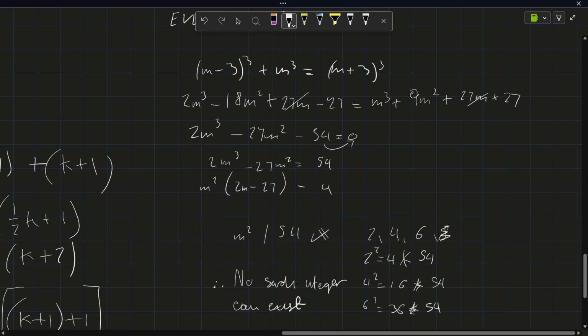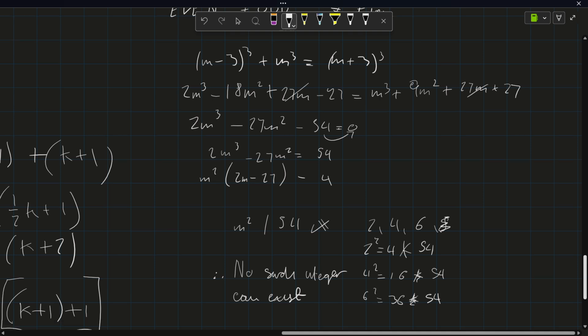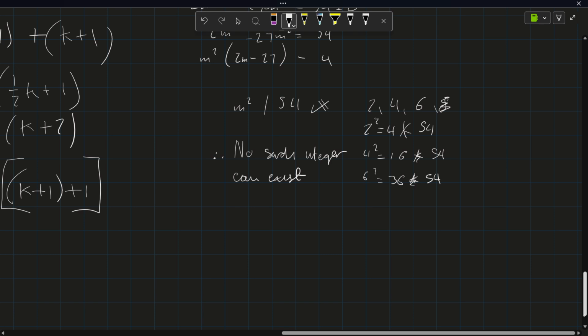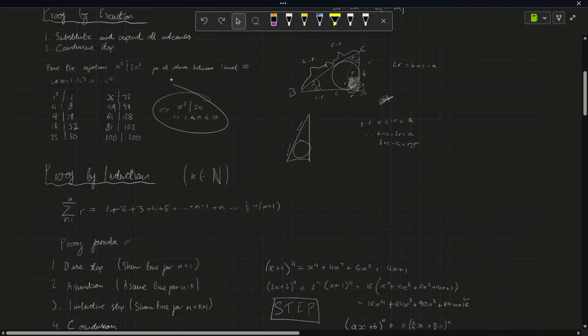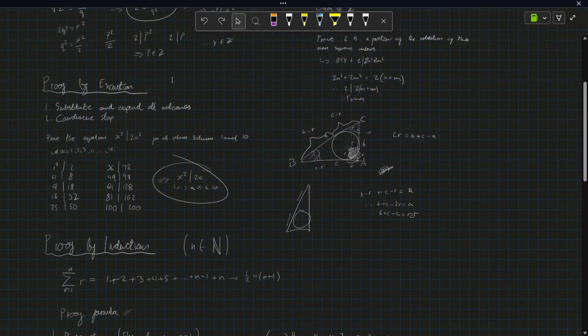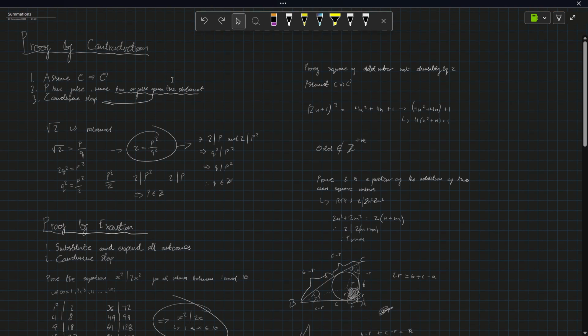It's a really good question because it forces you to understand proof by contradiction entirely. Otherwise, you'll kind of get lost, because you'll be like, oh, okay, I proved m squared is divisible by 54. What do I do next? Some people get stuck here, some people don't. I've also done a lot of proofs, I just realized. Oh my goodness, I did more than I thought. I should probably end it here. Okay, have fun. Goodbye.